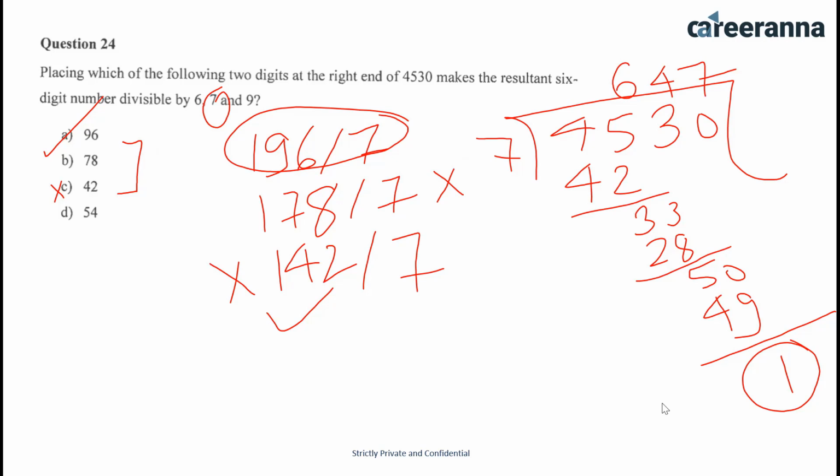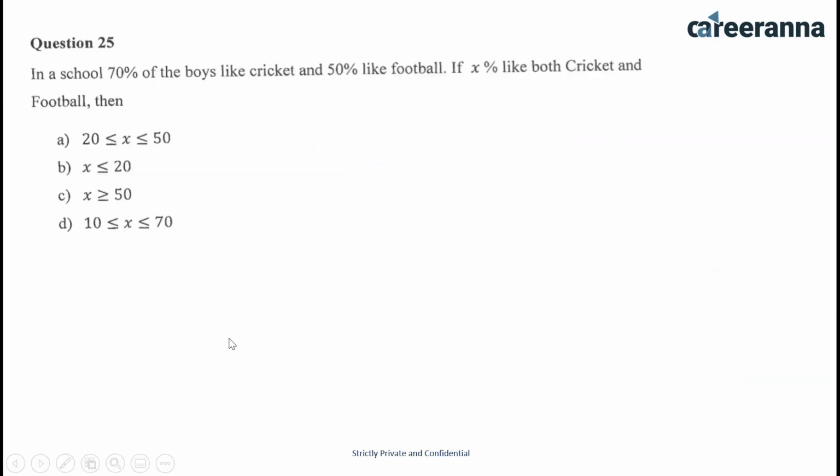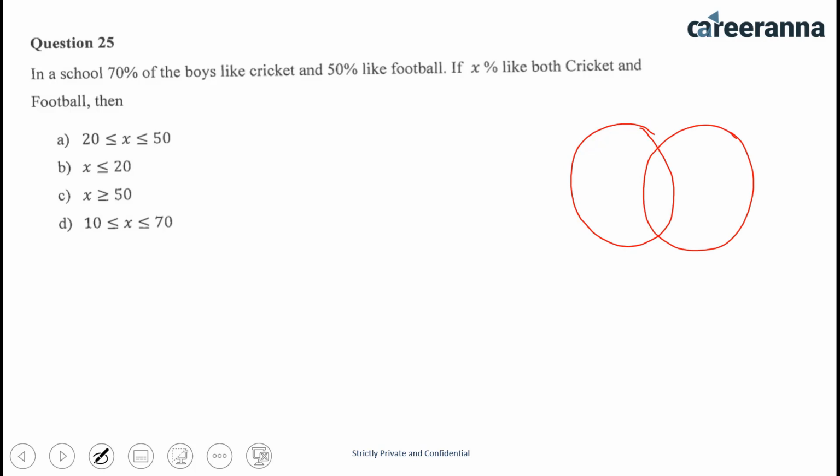Let's move on to our next question, that is the 25th question. So the question is saying, in a school, 70% of the boys like cricket and 50% like football. If X% like both cricket and football, then we need to find the range for X. So suppose if I make a Venn diagram of it, then this is cricket, which is equal to 70%. This is football, which is equal to 50%. And in between, this is X% who like both. We need to find the range.